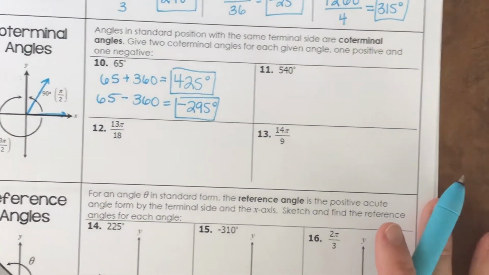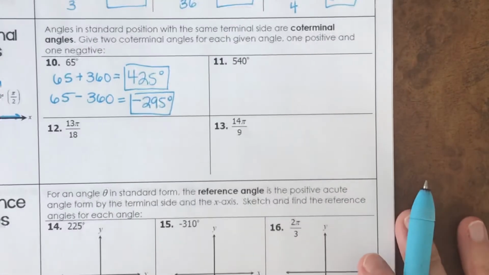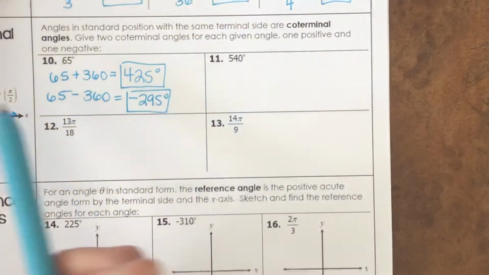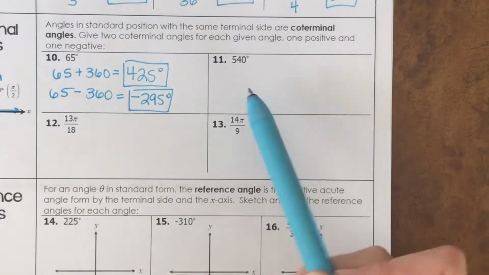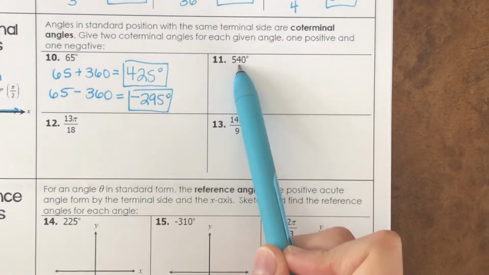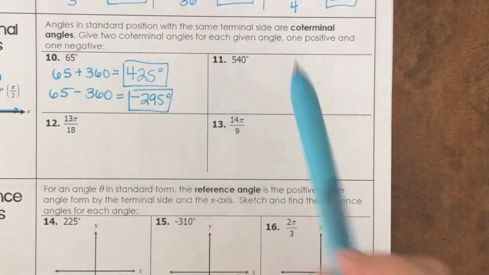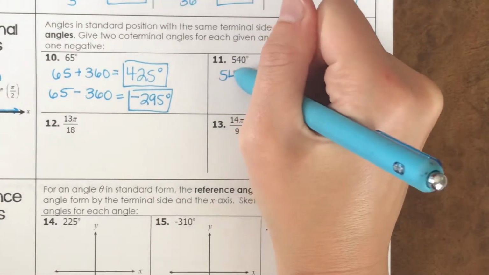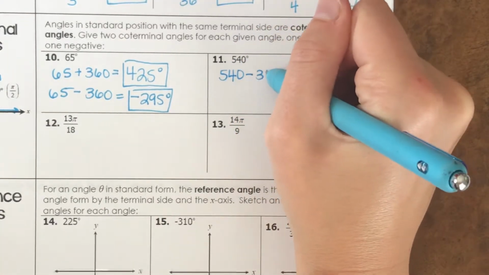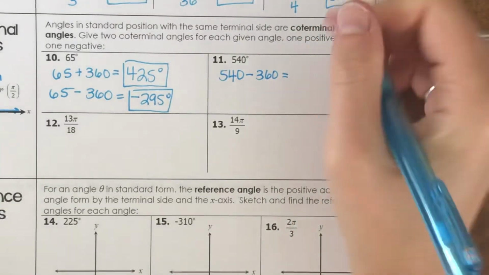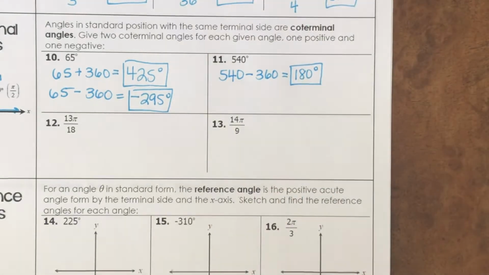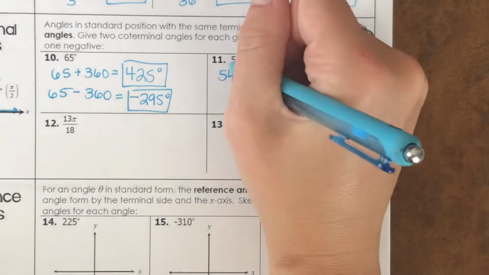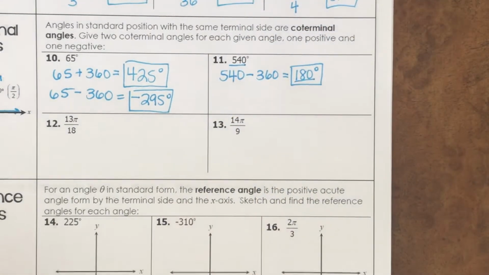Okay. Let's do the same over here for number 11. So now I have 540. That's already greater than my 360, so I want to figure out what number would be less than 360. I'm going to take my 540 and subtract 360 from it. I get 180 degrees. So that is a positive angle that still ends in the same place. 540 and 180 end in the same place.